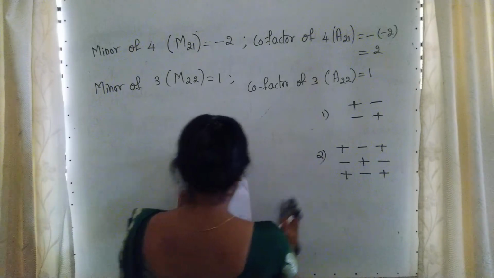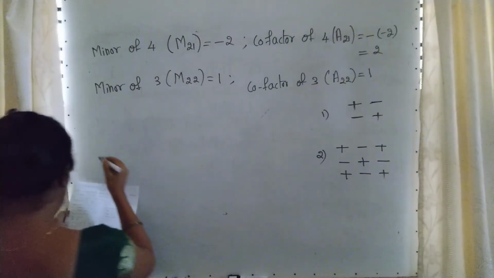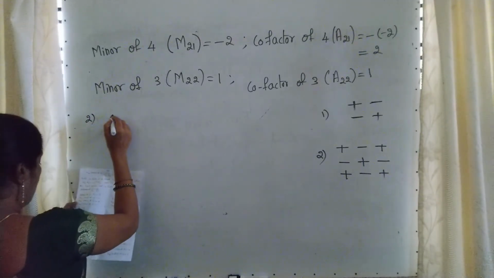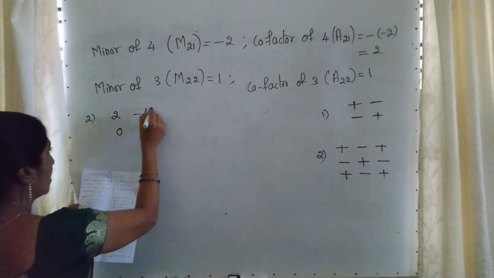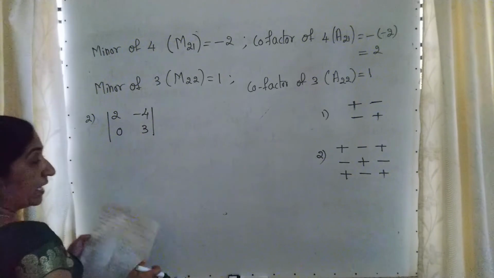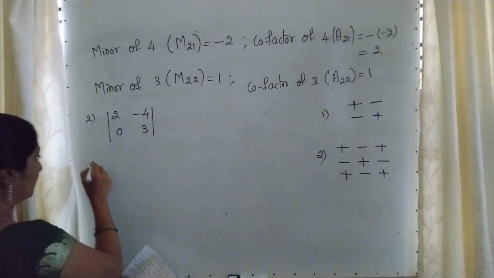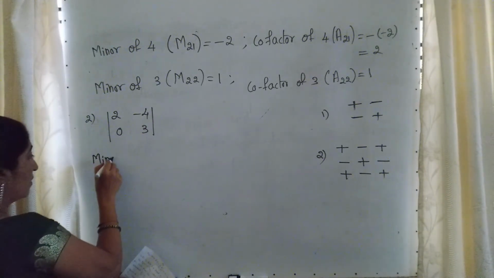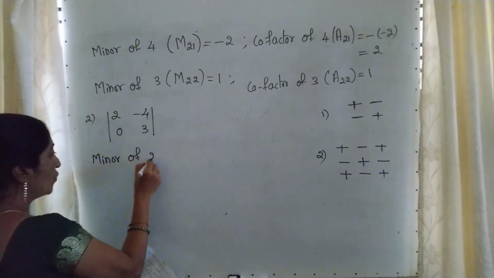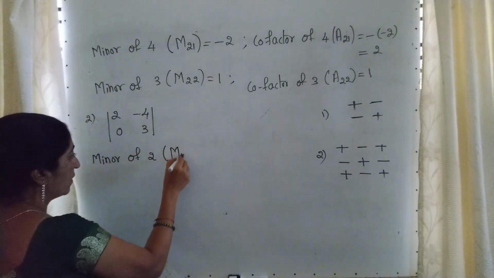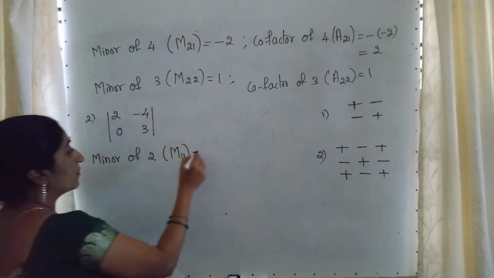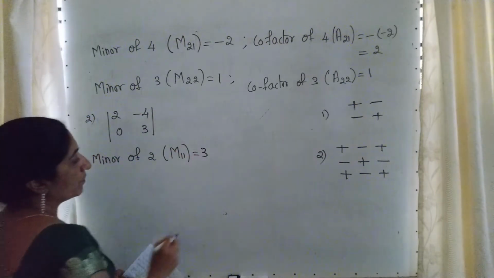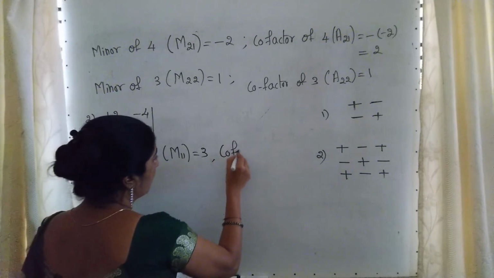Now moving to the second example. 2, -4, 0, 3. For this also write the minor as well as the cofactor. Now first one, minor of 2, M11. So M11 lies in first row, first column. The remaining element is 3. Then how do you write the cofactor?